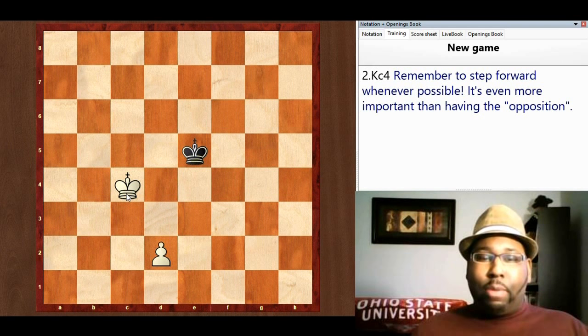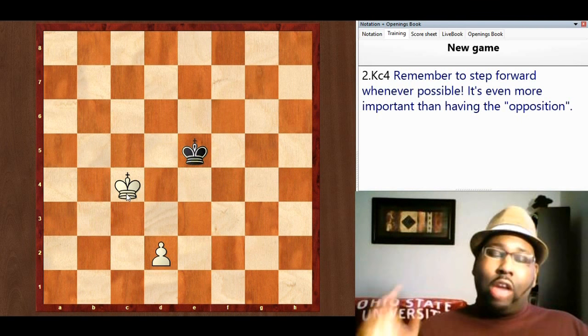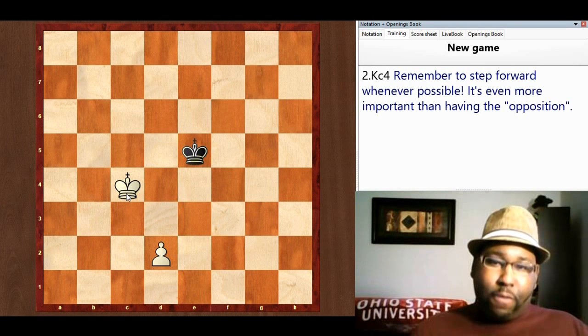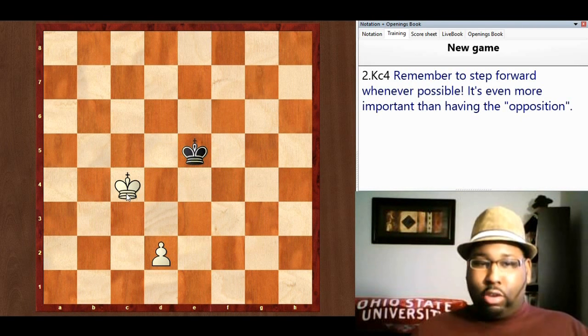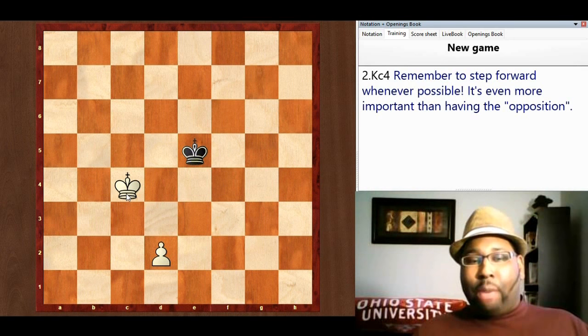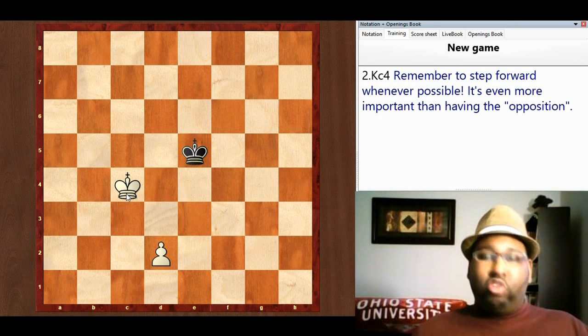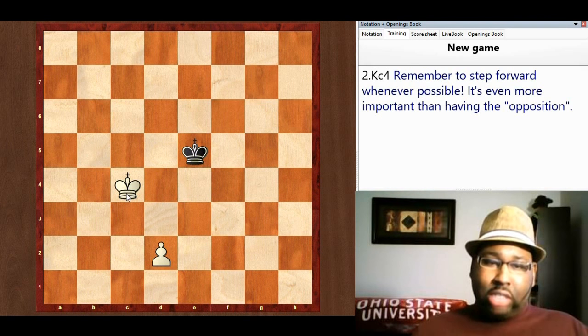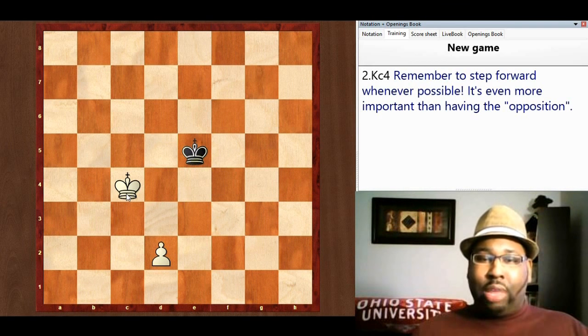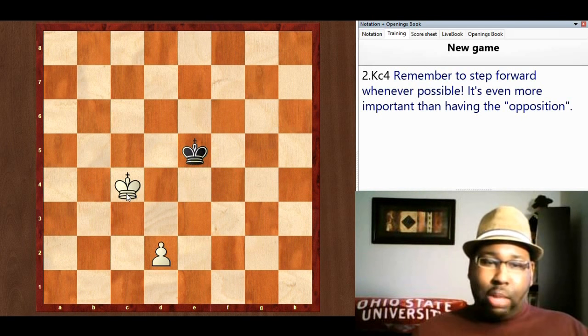So even more important than knowing the definition of opposition, just remember if you can step forward into your enemy king's territory, then you're moving in the right direction. So even just remember that in your game. If you can't remember, like, do I have the opposition or does he have the opposition? Just remember, if you can step into your opponent's territory where his king is covering after he moved, then you have the opposition.